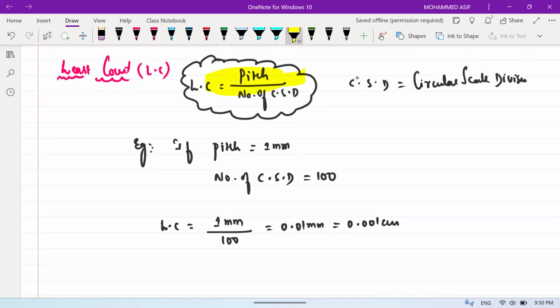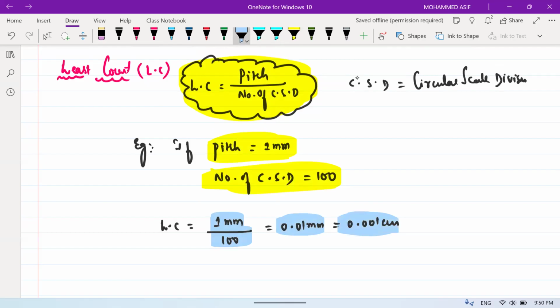Okay. Least count is equal to pitch divided by number of circular scale divisions. If pitch is right now for me 1 mm and number of circular divisions is right now for me 100, so least count will be equal to 1 mm divided by 100. So it is 0.01 mm or 0.001 centimeters.